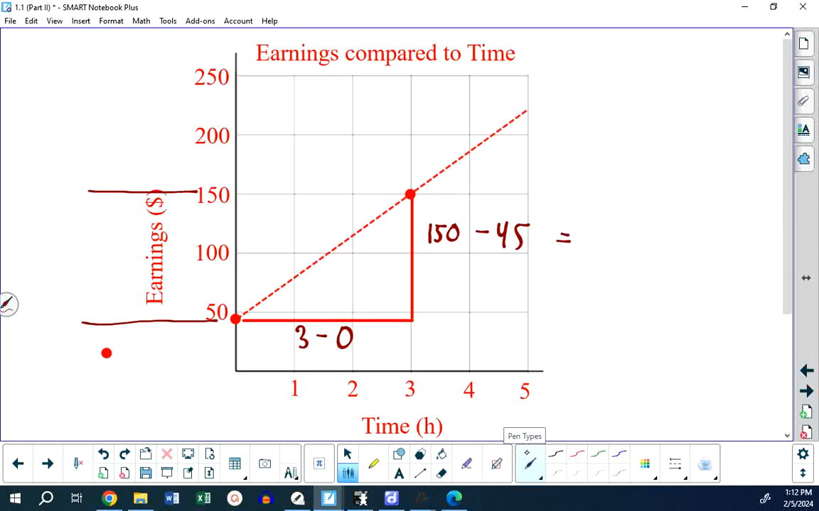So what does that work out to? I think that's $105. And this is 3 hours. So our slope is the rise over the run. Can you work that out for me, please? How many of you know what you're going to get? You're going to get $35 per hour. Right? That's what Loris is getting paid.